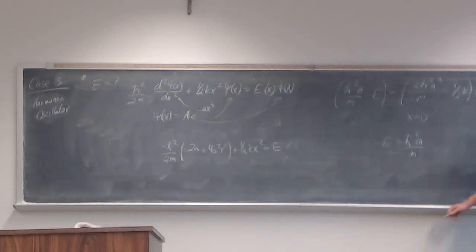Now, if that's true, let's plug this back in. Then this whole term just goes away, and I'm just left with this term. So when x is not equal to 0, then that means that 2 h bar squared a squared over m must be equal to 1 half k. k is the spring constant, or really our bond strength constant for the diatomic molecule as it bounces back and forth, however strong it is.